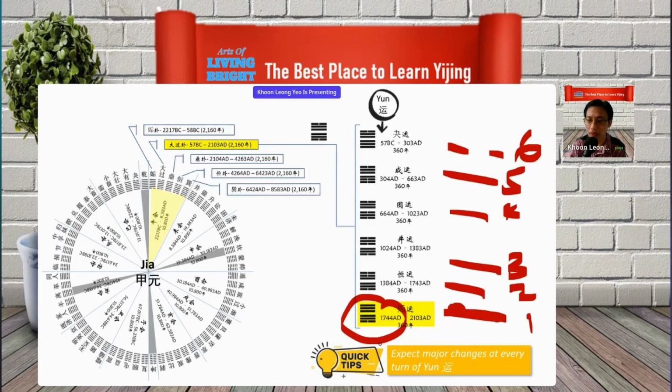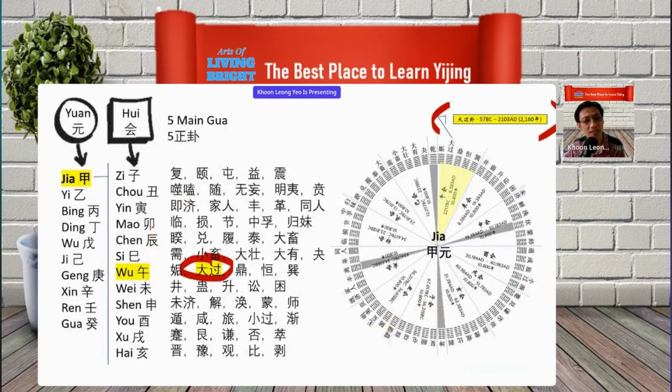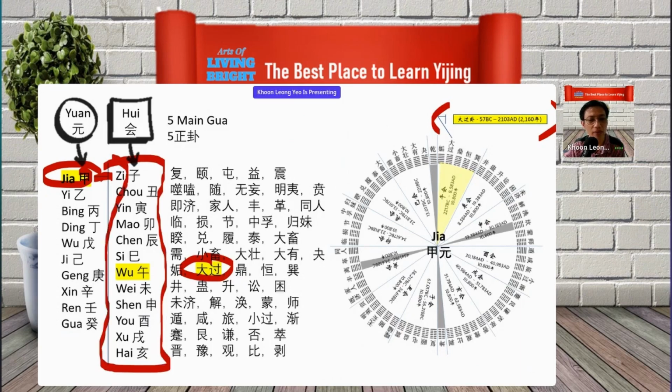Okay, so if it's saying if 甲元, the hex is fixed on the 5 hexagram you mentioned, yeah, this also applies to Hui. Let me rewind a bit. If it's 甲元 or 乙元 or whatever yuan, it always branches out, divided into these 12 Hui. And each Hui can be subdivided into 5 hexagram. Each Hui will be divided into 5 hexagram.